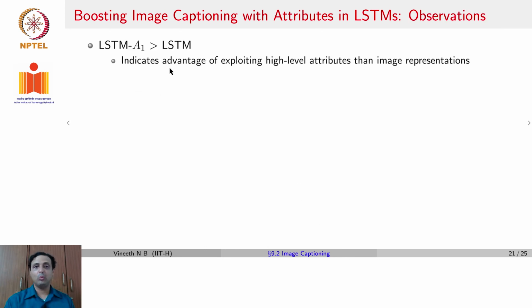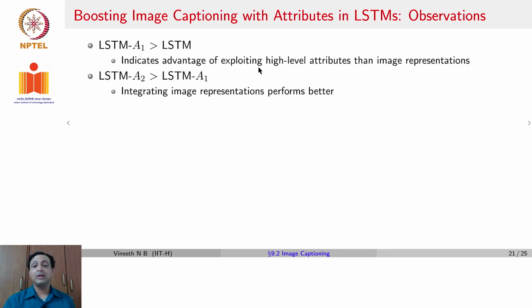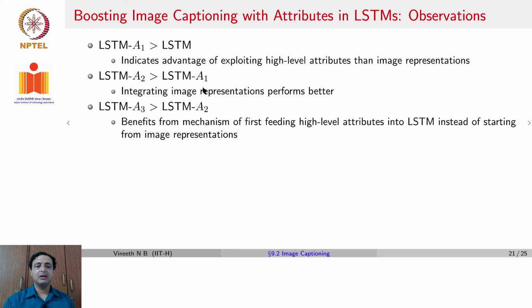So this particular work, which was by Yao et al., published in ICCV 2017, concluded that the variant A1 was better than LSTM. This indicated the advantage of using high-level attributes instead of image representations. Variant A2, where the image representations were also integrated with attributes, helped further improve performance. And similarly, by feeding the attributes first and the image later, A3 performed better than A2.